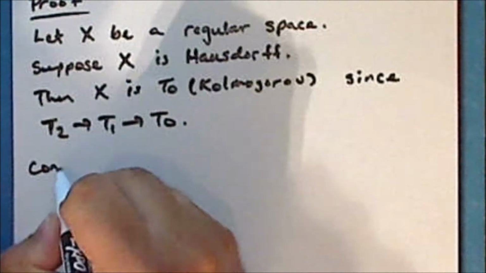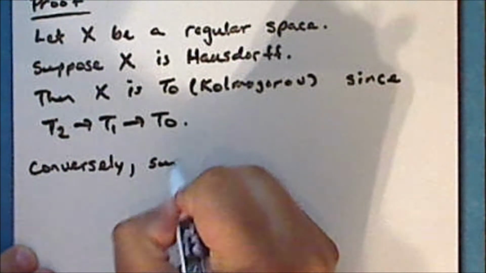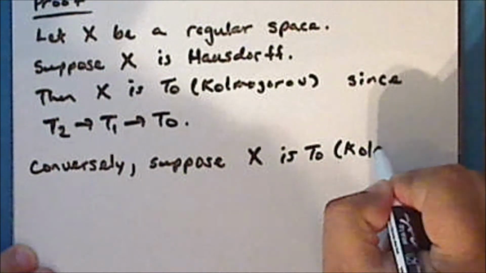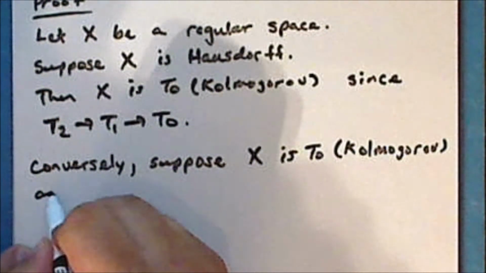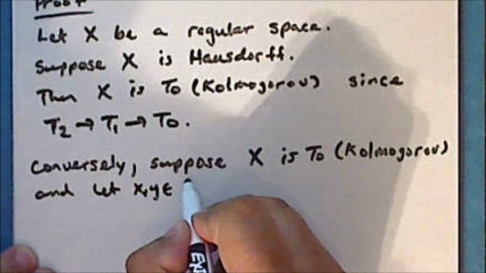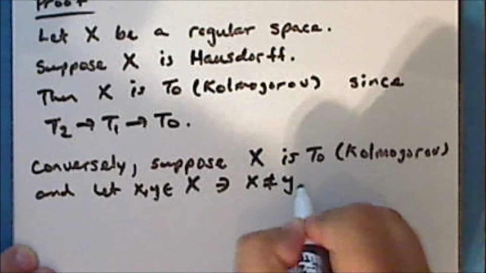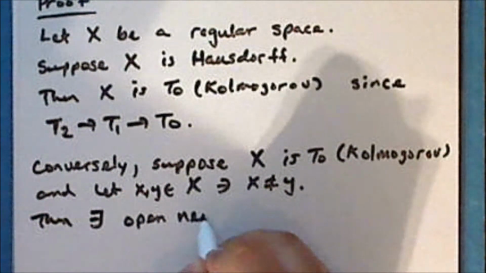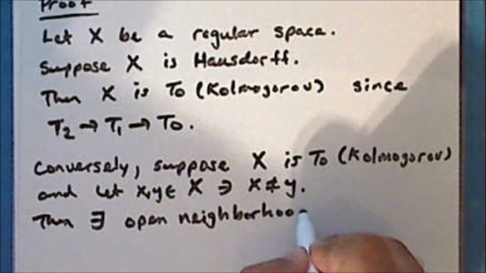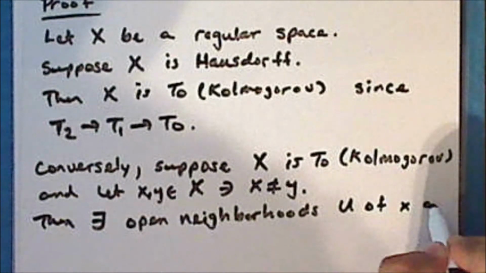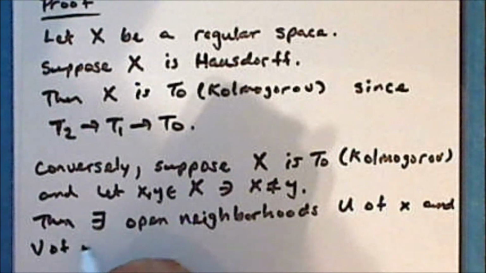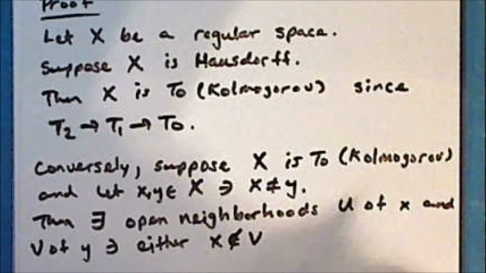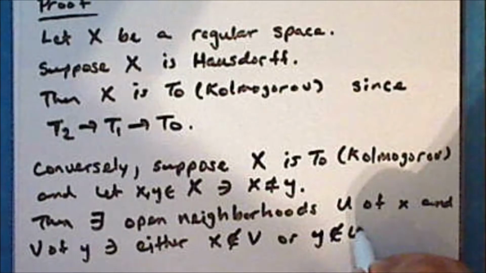So conversely, suppose that the space X is T0 or Kolmogorov, and let the points X and Y be two points in the space X, such that X is not equal to Y. Then there exist open neighborhoods U of X and V of Y, such that either the point X is not in the set V, or the point Y is not in the set U.